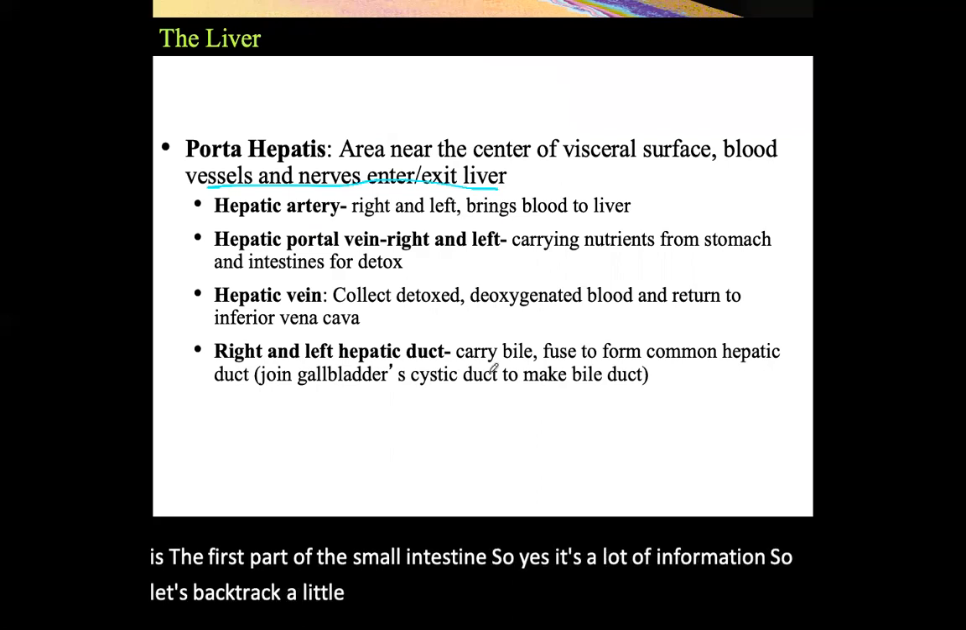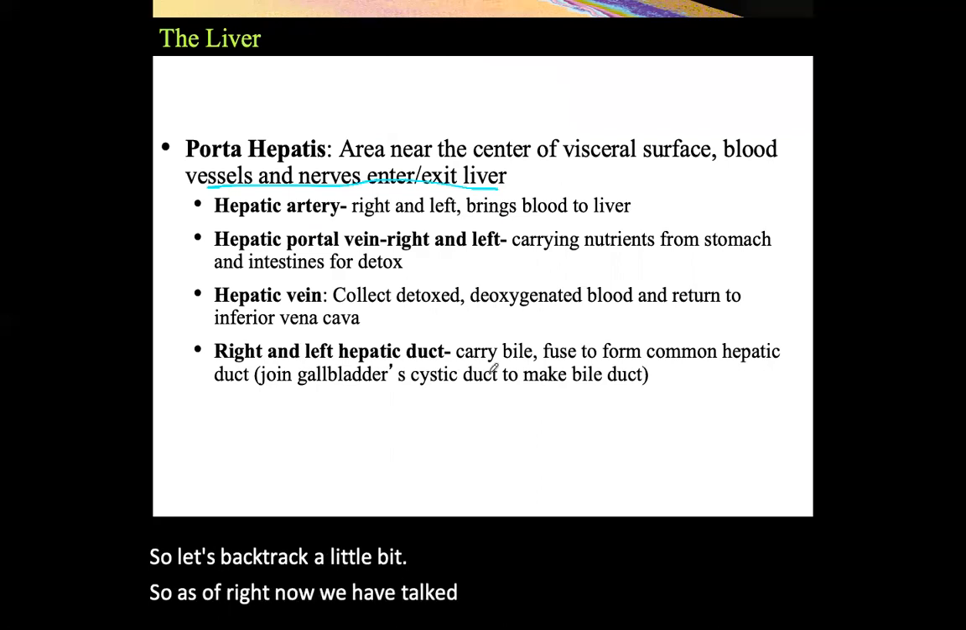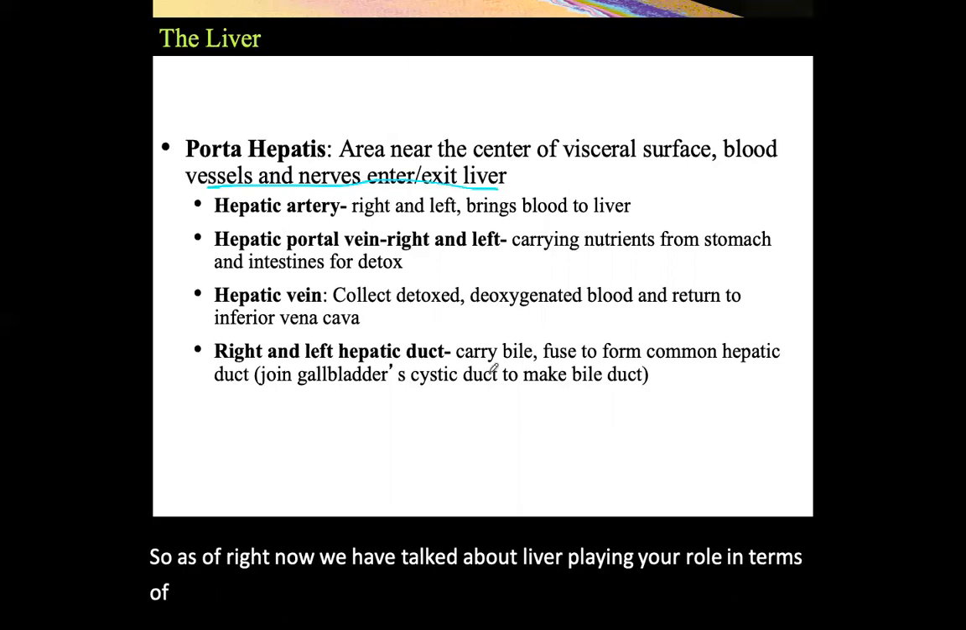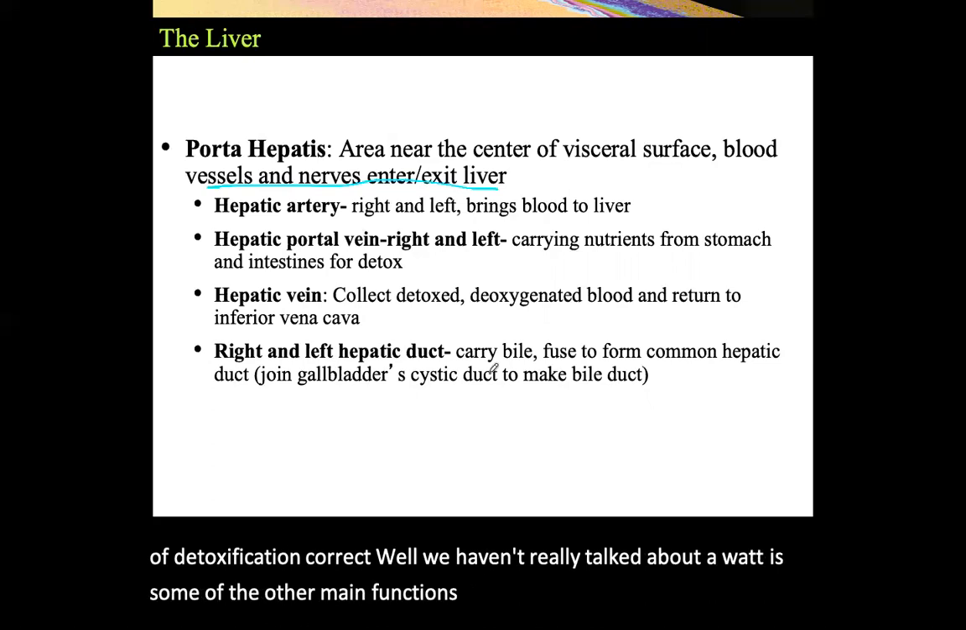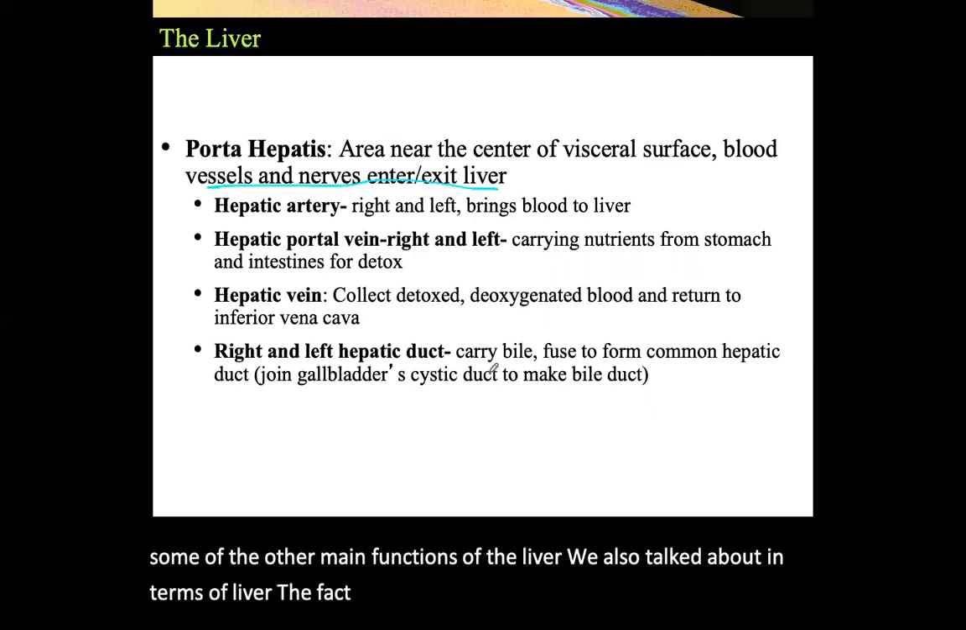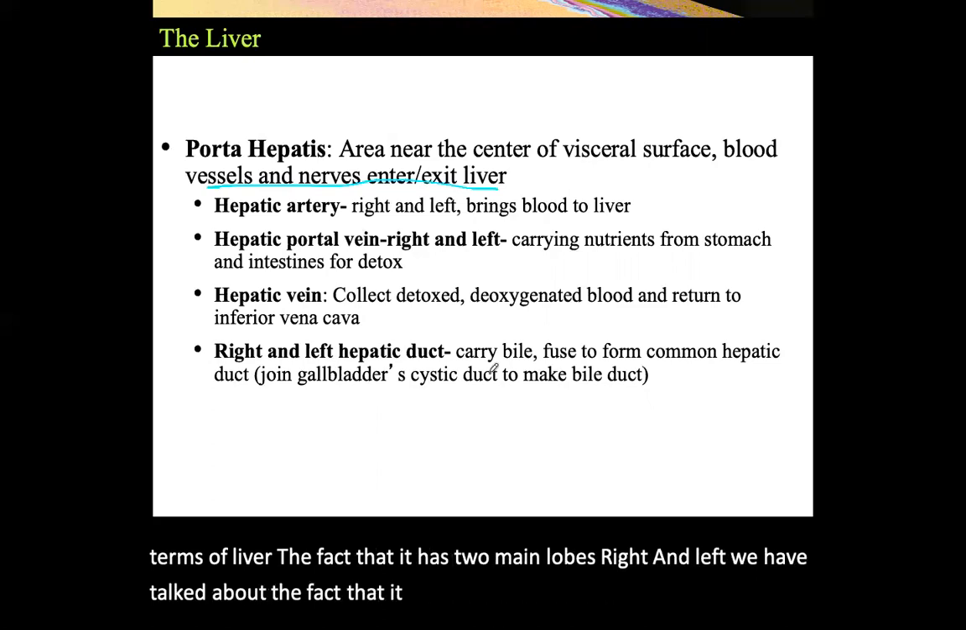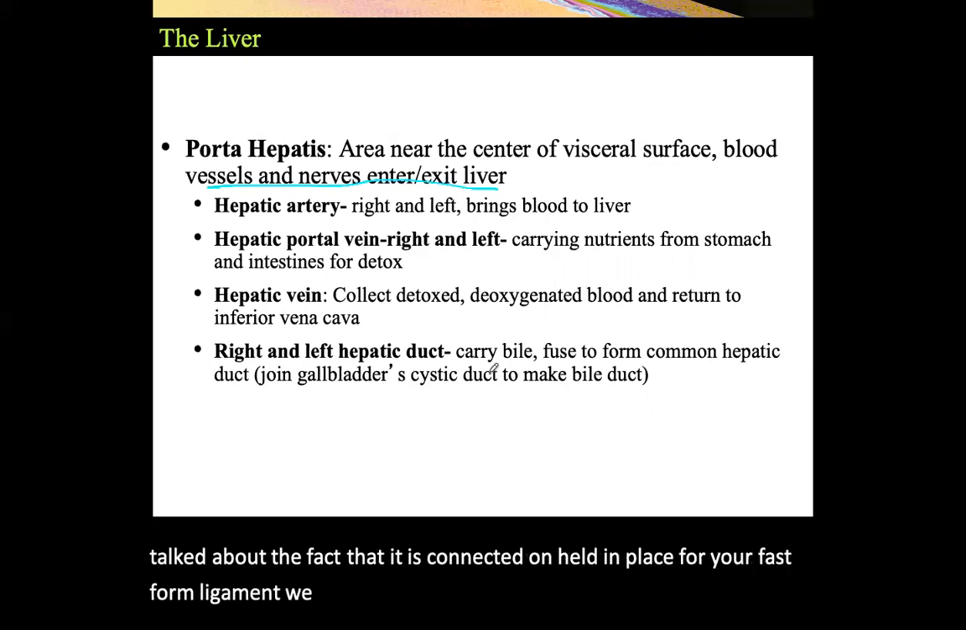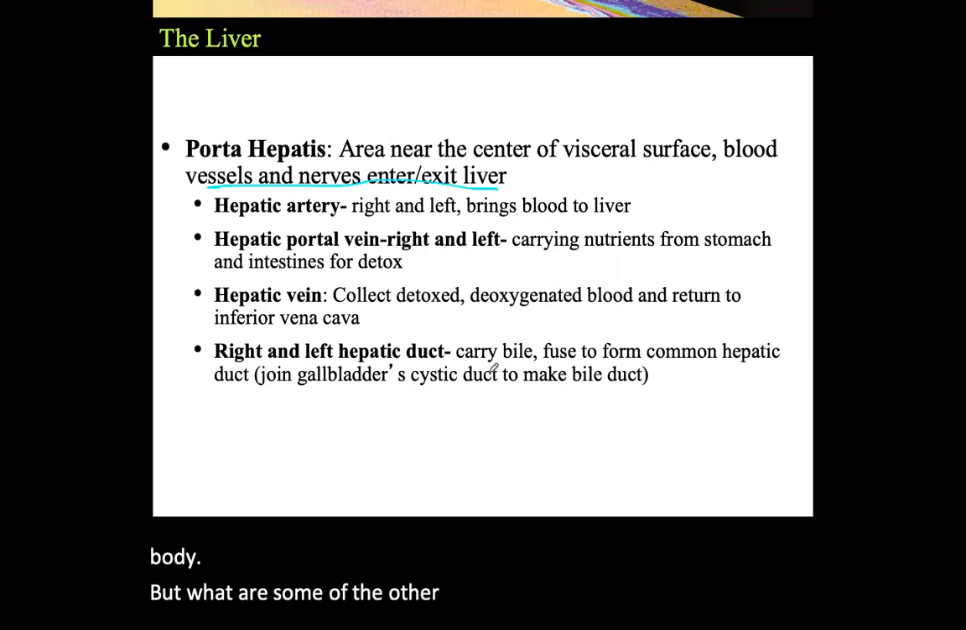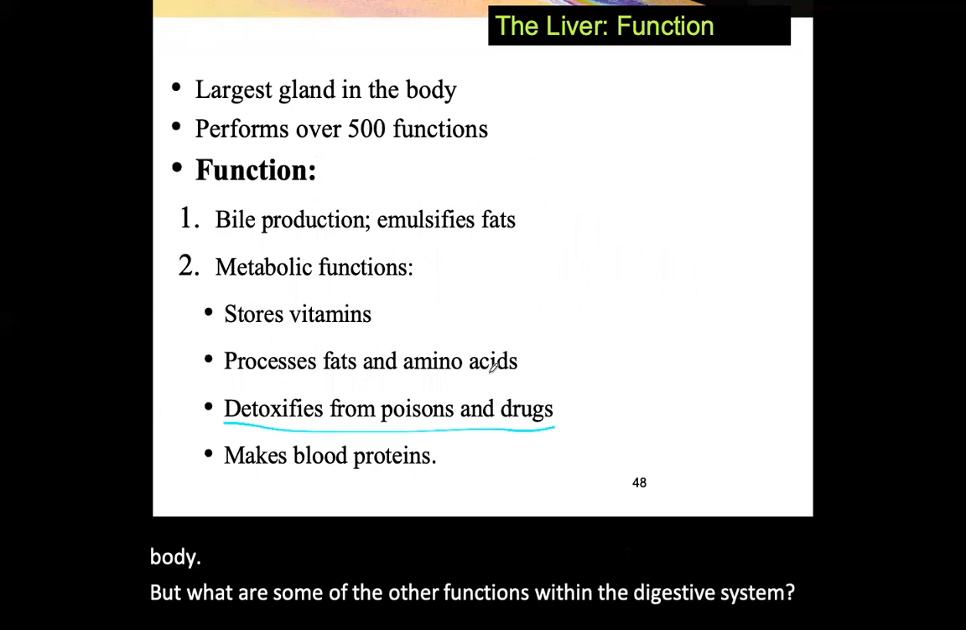So as of right now, we have talked about liver playing a role in terms of detoxification, correct? But we haven't really talked about what some of the other main functions of the liver are. We also talked about, in terms of liver, the fact that it has two main lobes, right and left. We have talked about the fact that it is connected and held in place by a falciform ligament. We also mentioned that it has 500 functions in our body. But what are some of the other functions within the digestive system? So here are some of the functions.